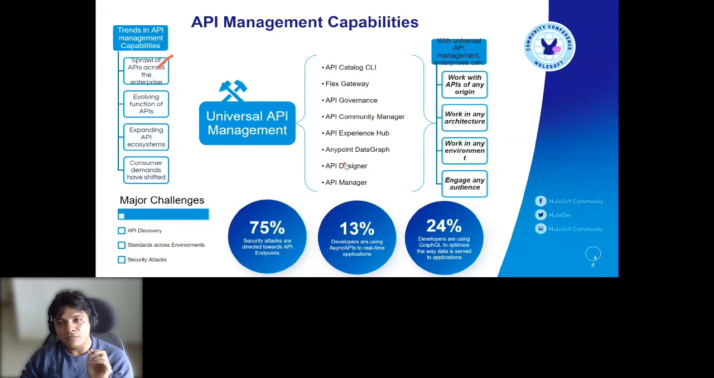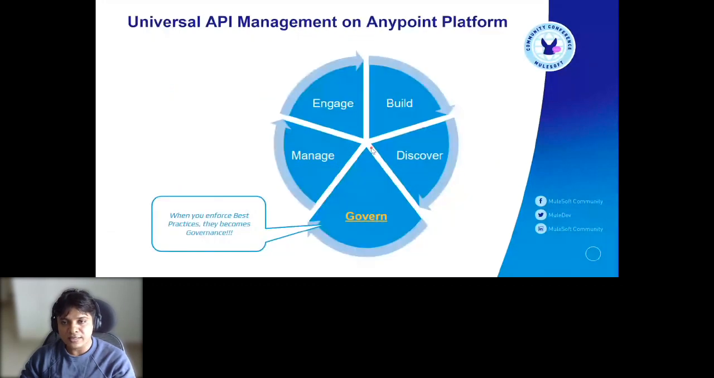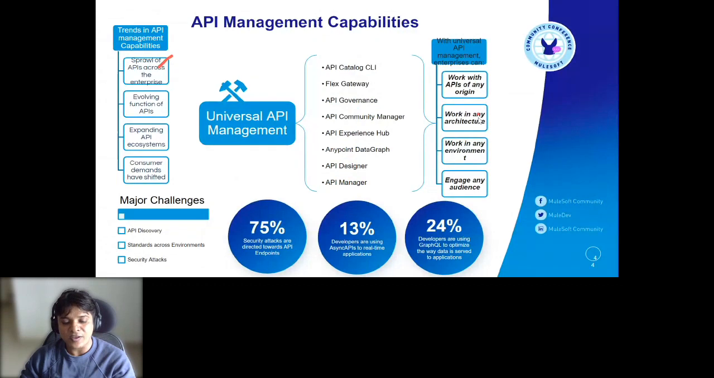Write in work with API of any origin, work in any architecture, work in any environment, any audience. So this catalog CLI, Flex Gateway, API governance, the community manager, the new features called Experience Hub, Anypoint Data Graph. There are a lot of changes happening on Design Center. There are a lot of changes happening on API Manager to satisfy these trends and the challenges. Okay. So working, yeah, I'll come to that next slide, but working with APIs of any origin.